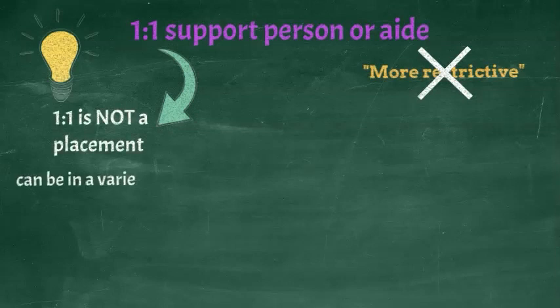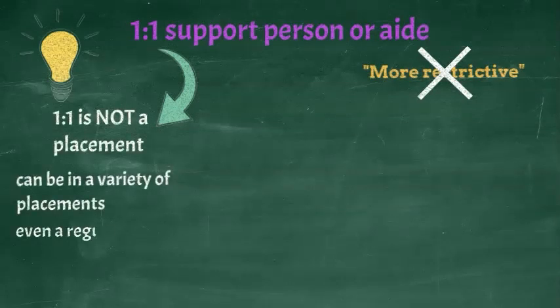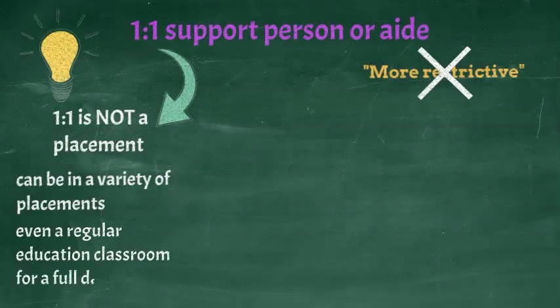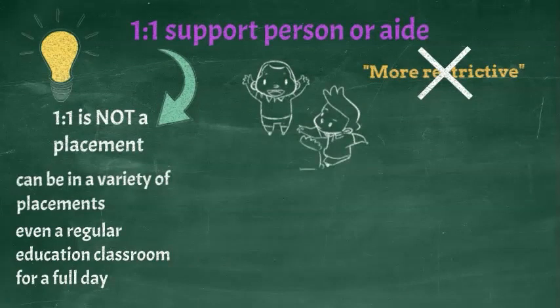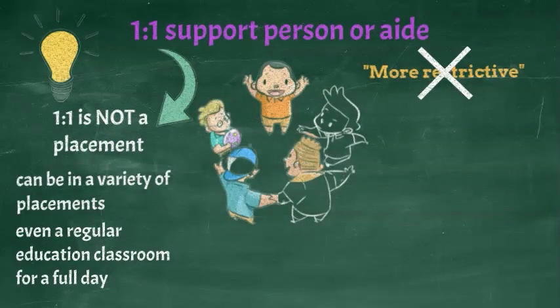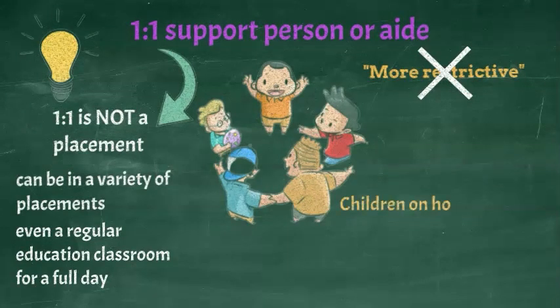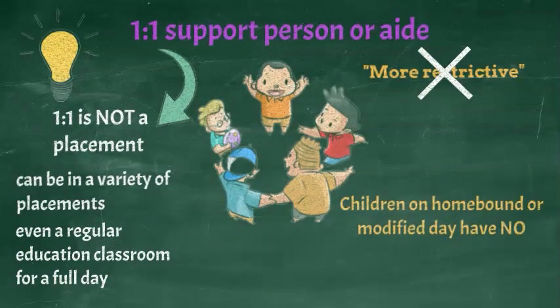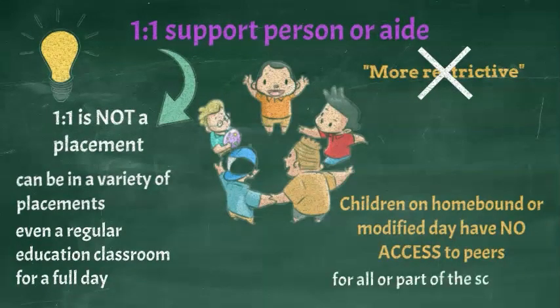You can have a one-on-one in a variety of placements, including a regular education classroom for a full day. Second, how restrictive a school environment is based on how much access the child has to children without disabilities. Children on homebound or modified day have no access to any peers with or without disabilities for all or part of the school day.